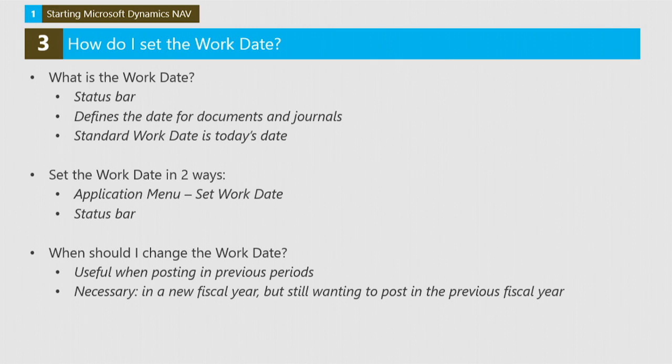And it will really be necessary when in a new fiscal year you still want to post in the previous fiscal year. So for example, suppose that you're in January 2015, but you still have to enter some invoices of December 2014, then you will have to change the work date in order to have the system assign the correct date, but also the correct number series.